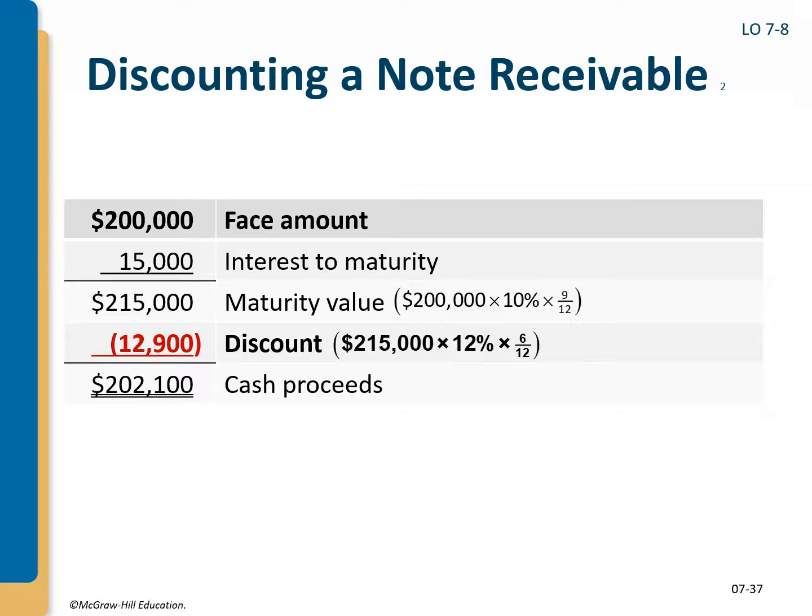How much? At their interest rate, which is 12%. So they take the maturity value of the note, $215,000, times 12%, times the number of months from the day they buy the note to the date it matures. So they bought it March 31st, the note matures September 30th. And they subtract that and say the difference is what cash you'll receive today, Stridewell.